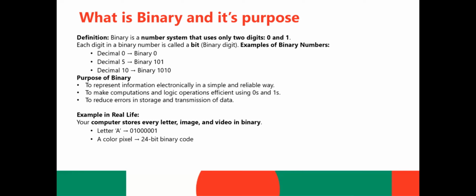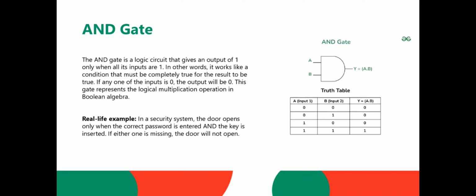Purpose of the binary: to represent information electronically in a simple and reliable way, to make computations and logic operations efficient using zeros and ones, and to reduce errors in storage and transmission of data. These are all the purposes of the binary. An example in real life: if you type A in a computer, it will be stored as 01000001, and a color pixel as a 24-bit binary code. Now we are going to see the details about the AND gate.